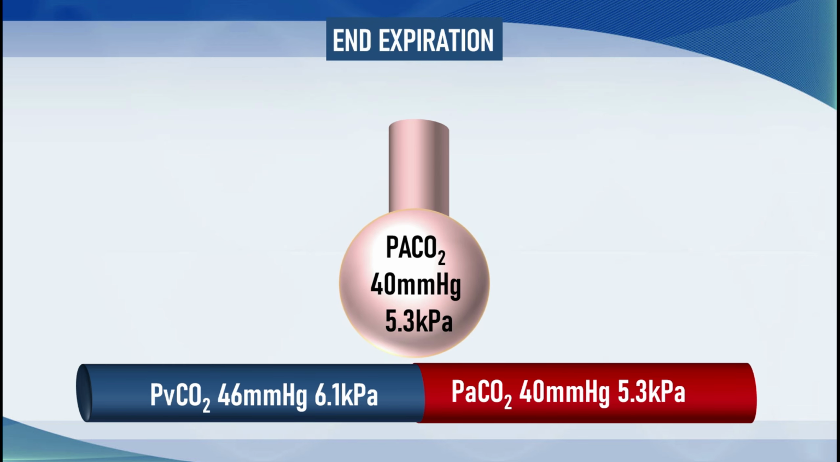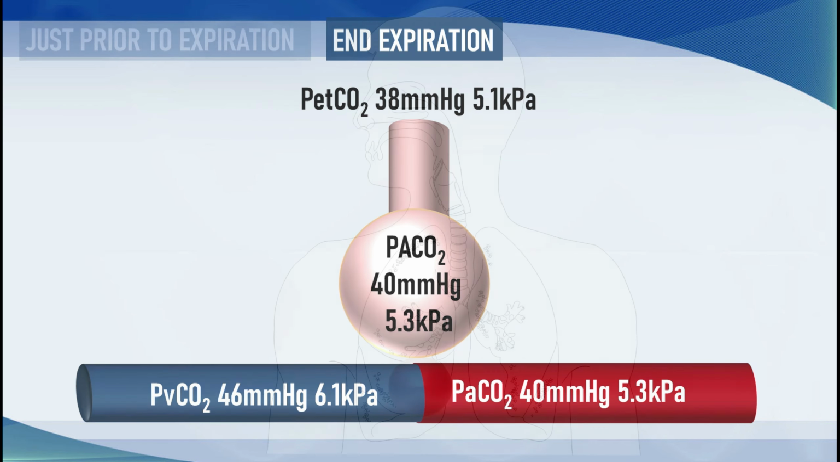By the time end expiration is reached, the true alveolar CO2 content is now being expressed out of the lungs, and the partial pressure of that gas is marginally lower than the PaCO2. That value, the partial pressure of CO2 in end expiratory gas, is known as the end tidal, as in tidal volume, CO2.